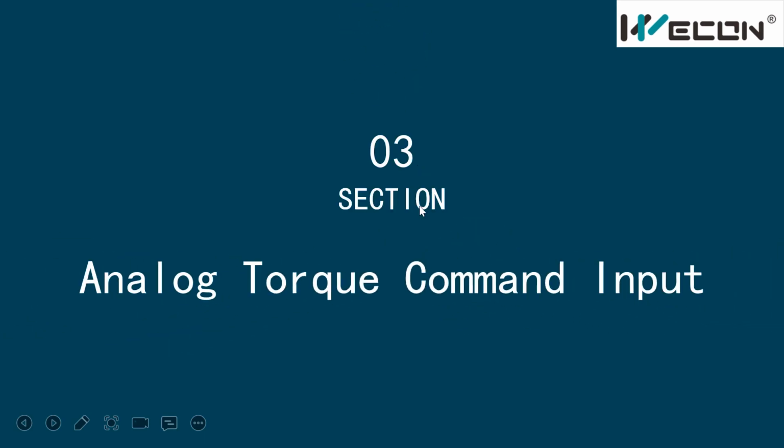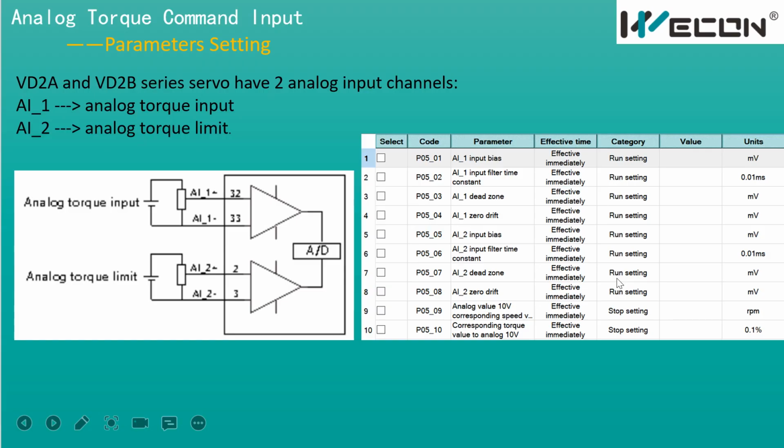Okay, next, analog torque command input. Our VD2A and VD2B series servos have two analog input channels. AI1 is analog torque input and AI2 is analog torque limit. This is not varying.